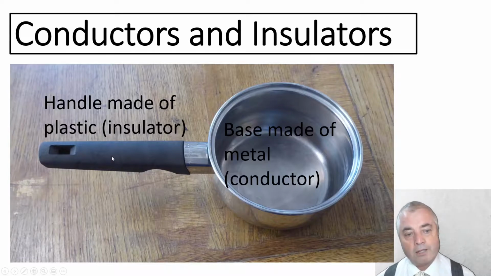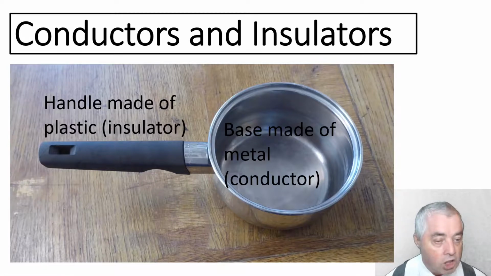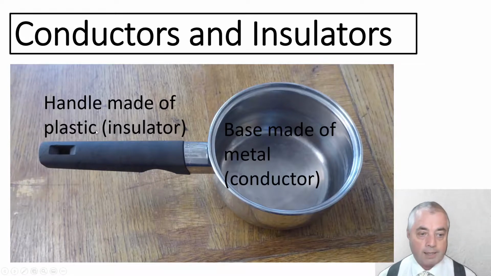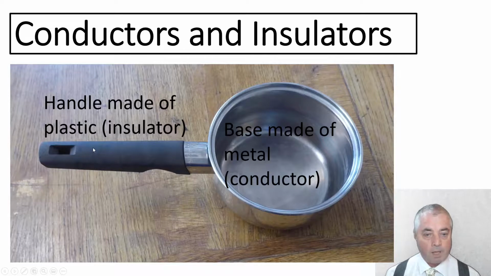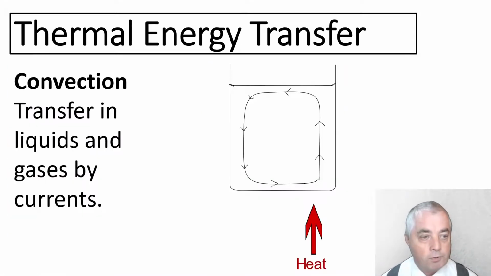And then when we pick the saucepan up, what we don't want to do is burn ourselves, so we don't want the thermal energy being transferred into our hands. So we need to make the handle out of an insulator, and in this particular case it's made out of plastic. So that's one way in which thermal energy can move.